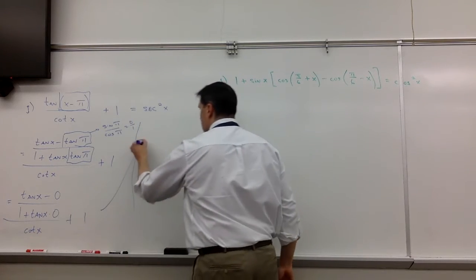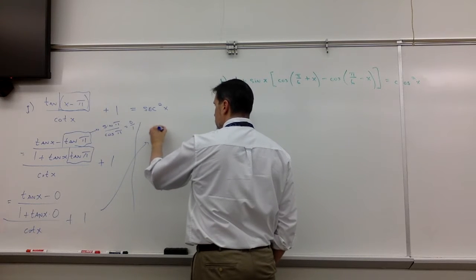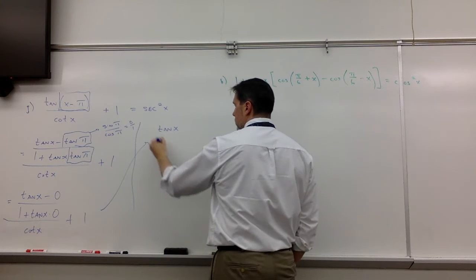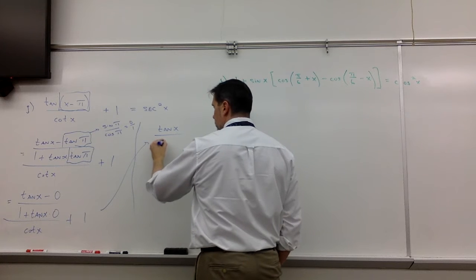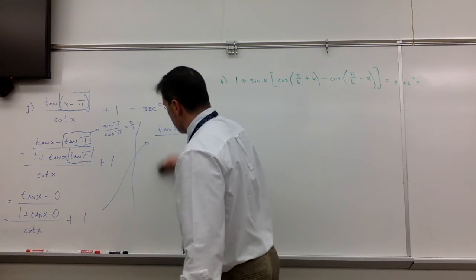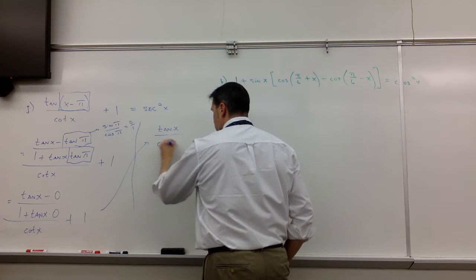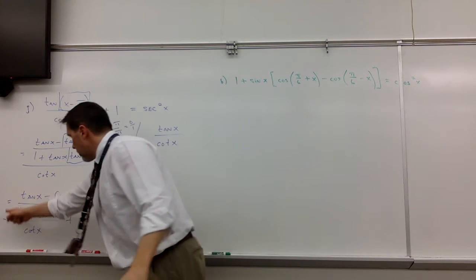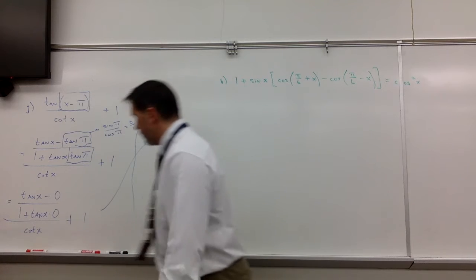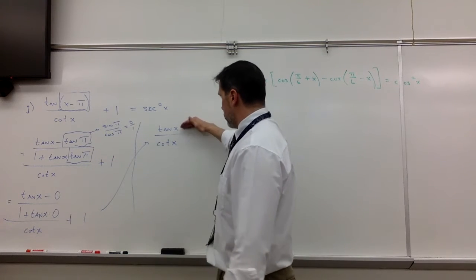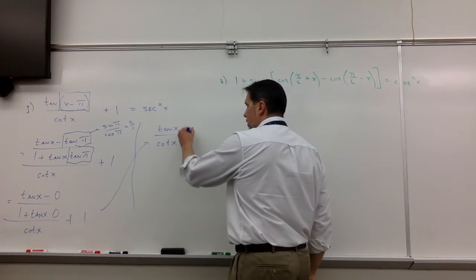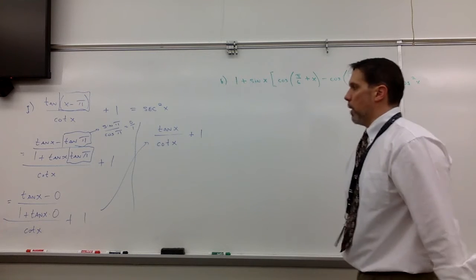Now, in your next step, clean it up. I would call this tangent of x over 1 plus tangent of x times 0 is 0. We'll say over cotangent of x. So this whole mess just turns out to be tangent of x. It's tangent of x over 1, which is just tangent of x, still over cotangent of x, still plus 1.